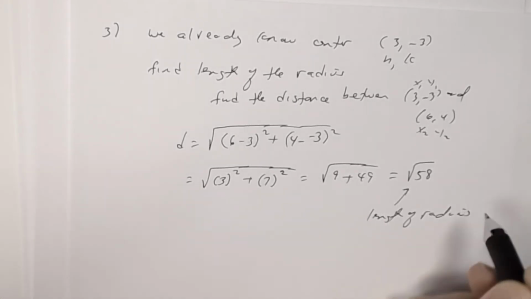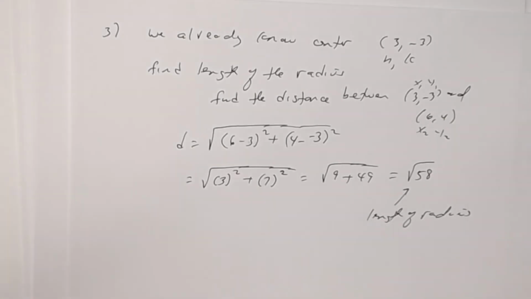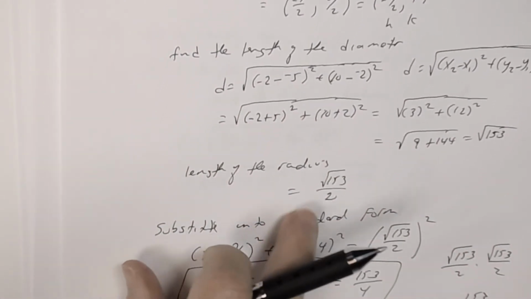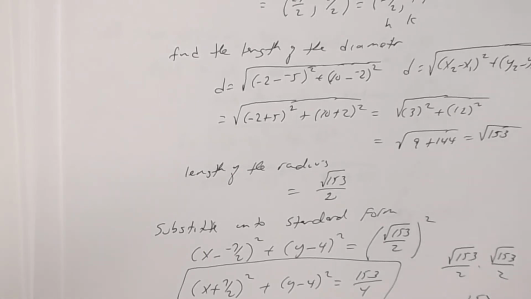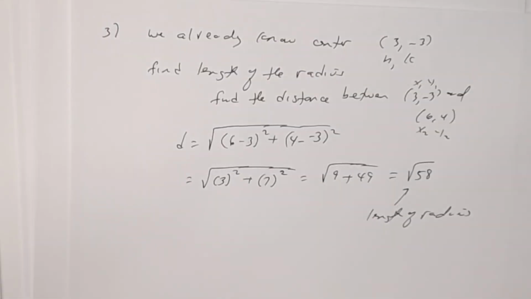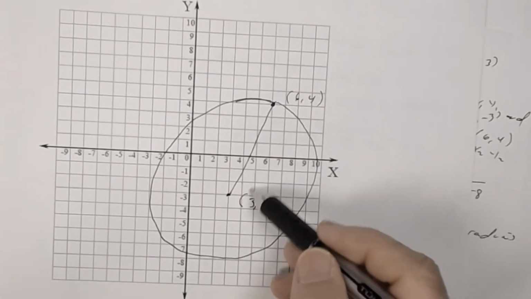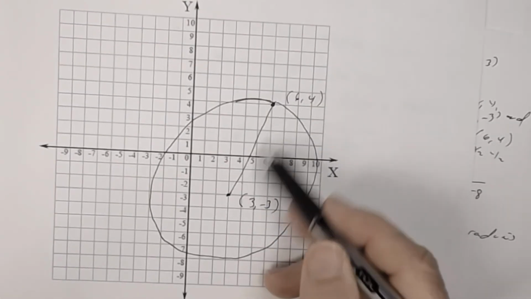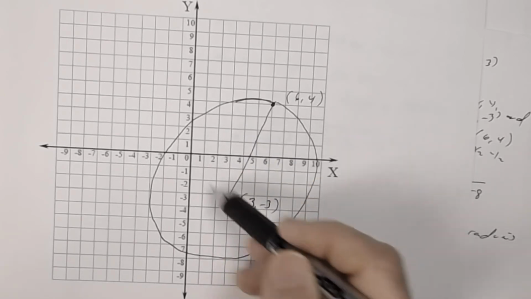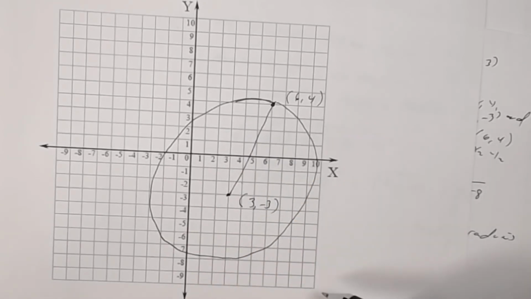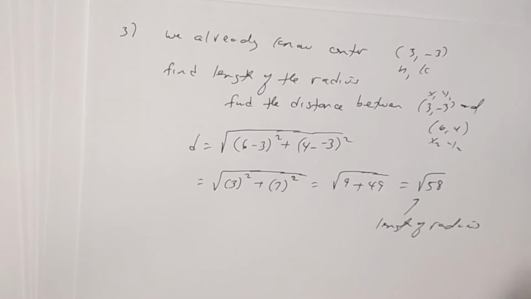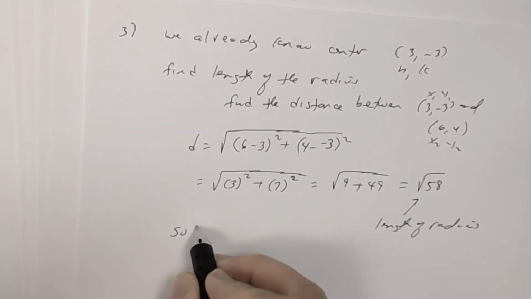Now don't confuse that with the previous one, because remember the previous one, that was the diameter we were finding. So then the length of the radius will be half of that diameter. Here though, this is not the diameter. This segment is the radius, one of the radii. Remember, there are an infinite number of radii here. All right, so then we substitute into our formula.